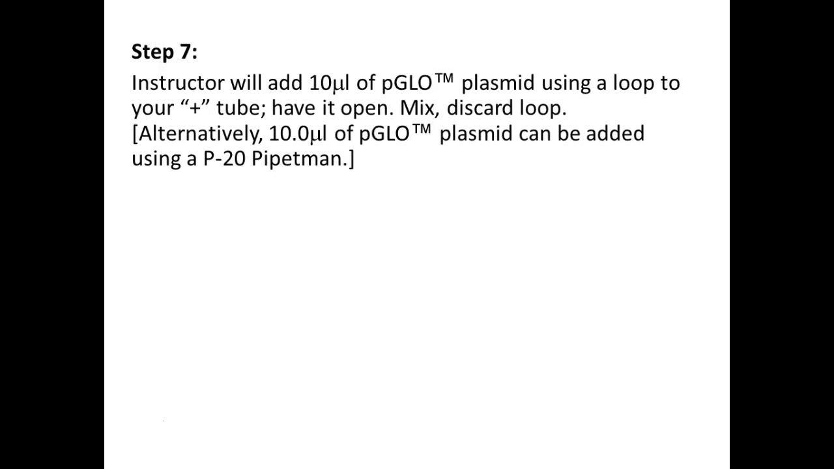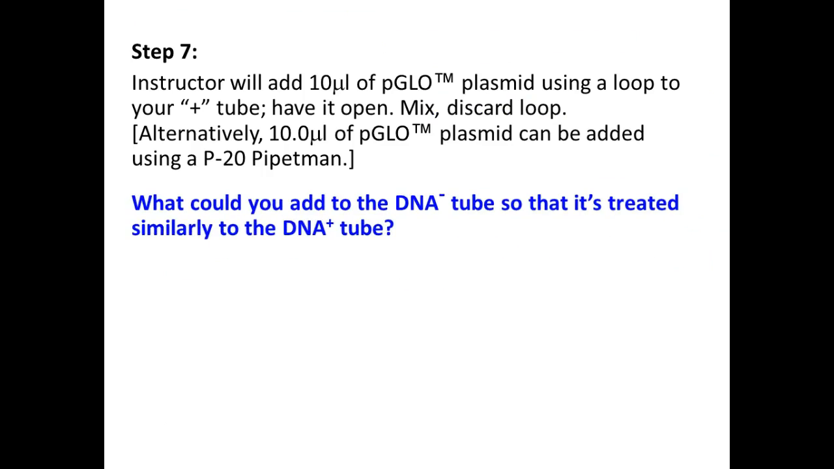So I'm actually going to use a micropipetter, and you guys are going to use some of the micropipetters today. The loops that we use actually are calibrated to 10 microliters, but it's really hard to pick up that small amount of solution. It's much easier to use a micropipetter, so I'm going to do that today. But again, it's a measured amount. We're going to add 10 microliters of the plasmid DNA into the plus only tube.